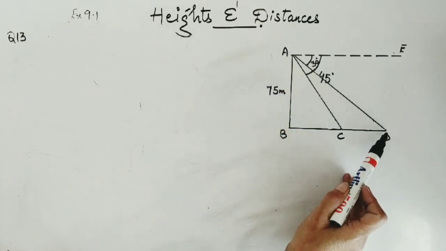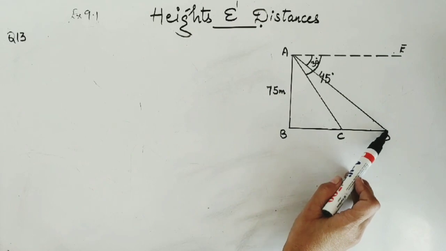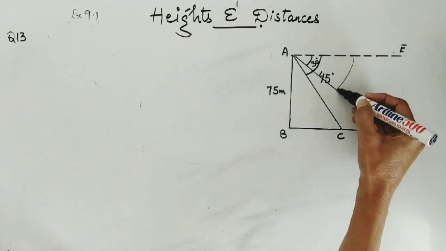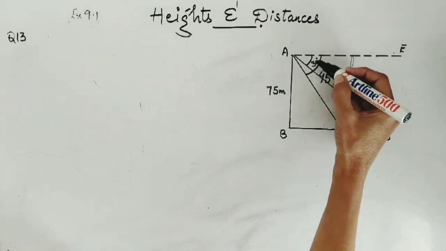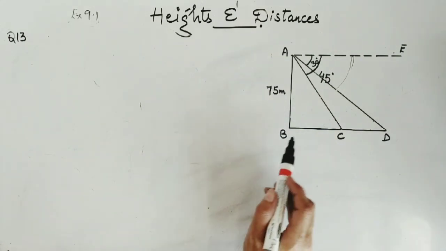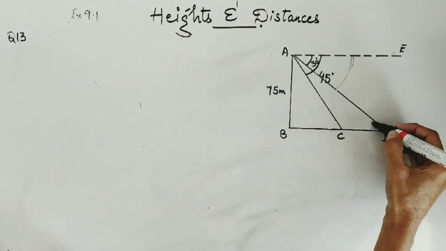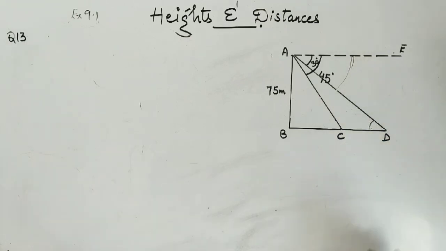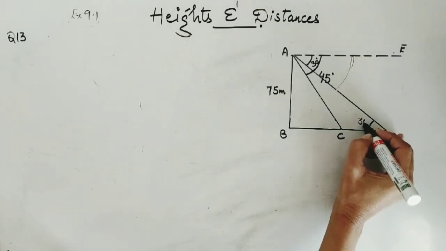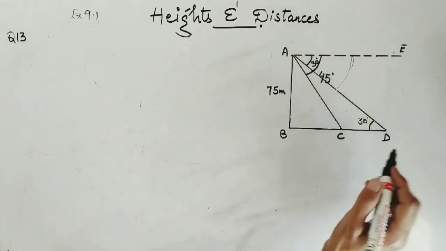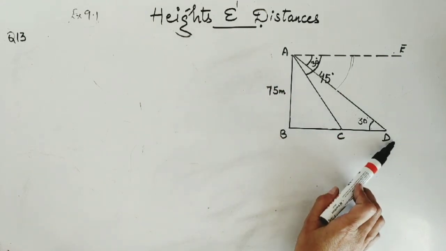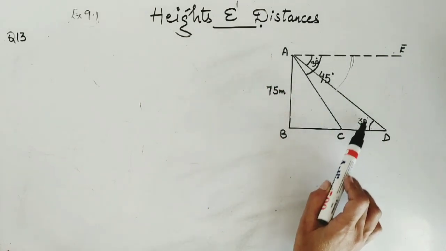So AD is the line of sight, AE is the horizontal. So this angle, this is 30 degrees, it is marked here. EAD is 30. Alright. So can I say even this angle would also be 30? Reason, AE is parallel to BD and AD is a transversal. Alternate interior angles are equal.